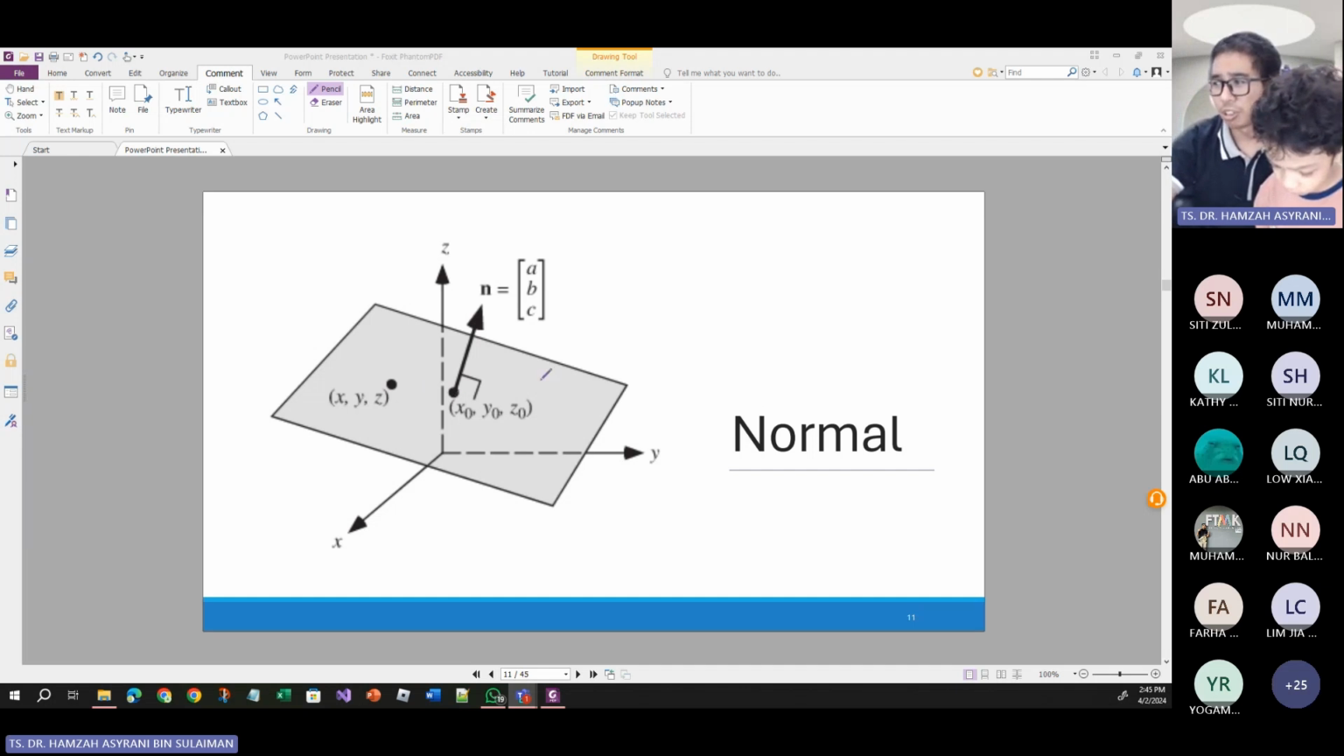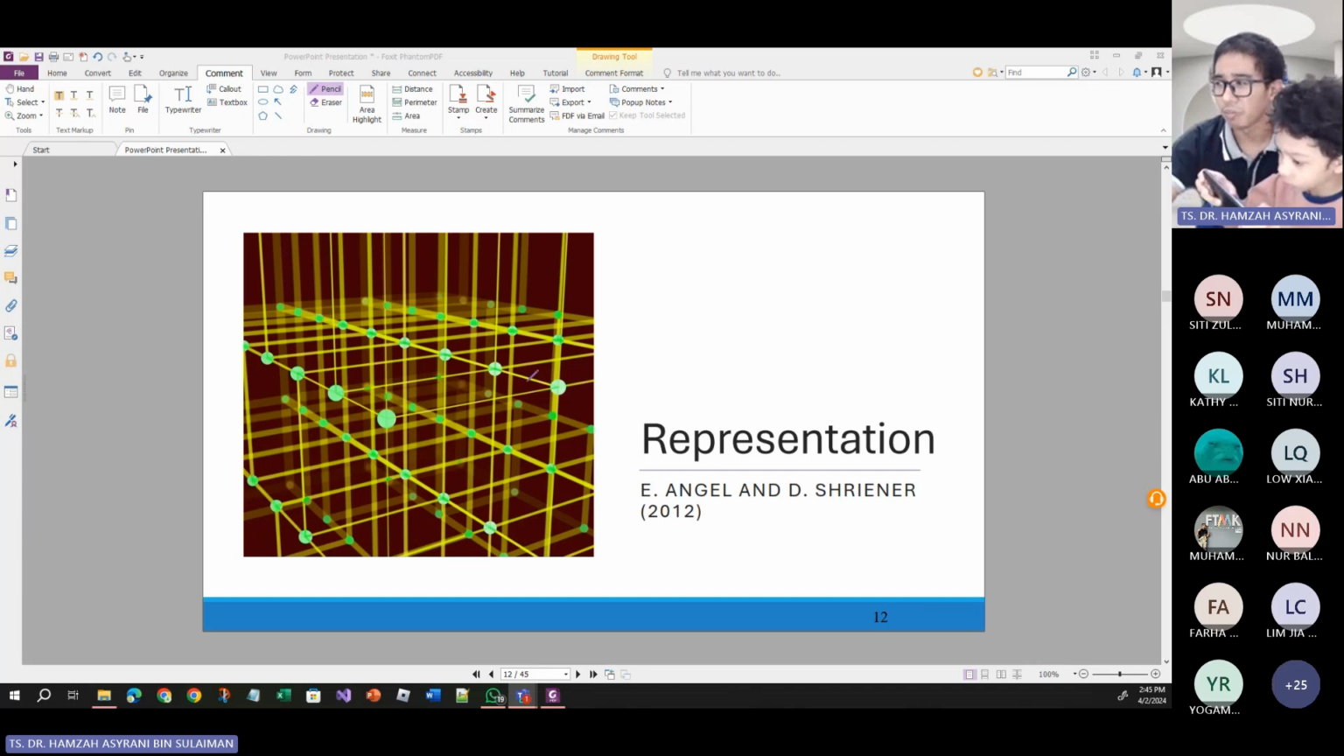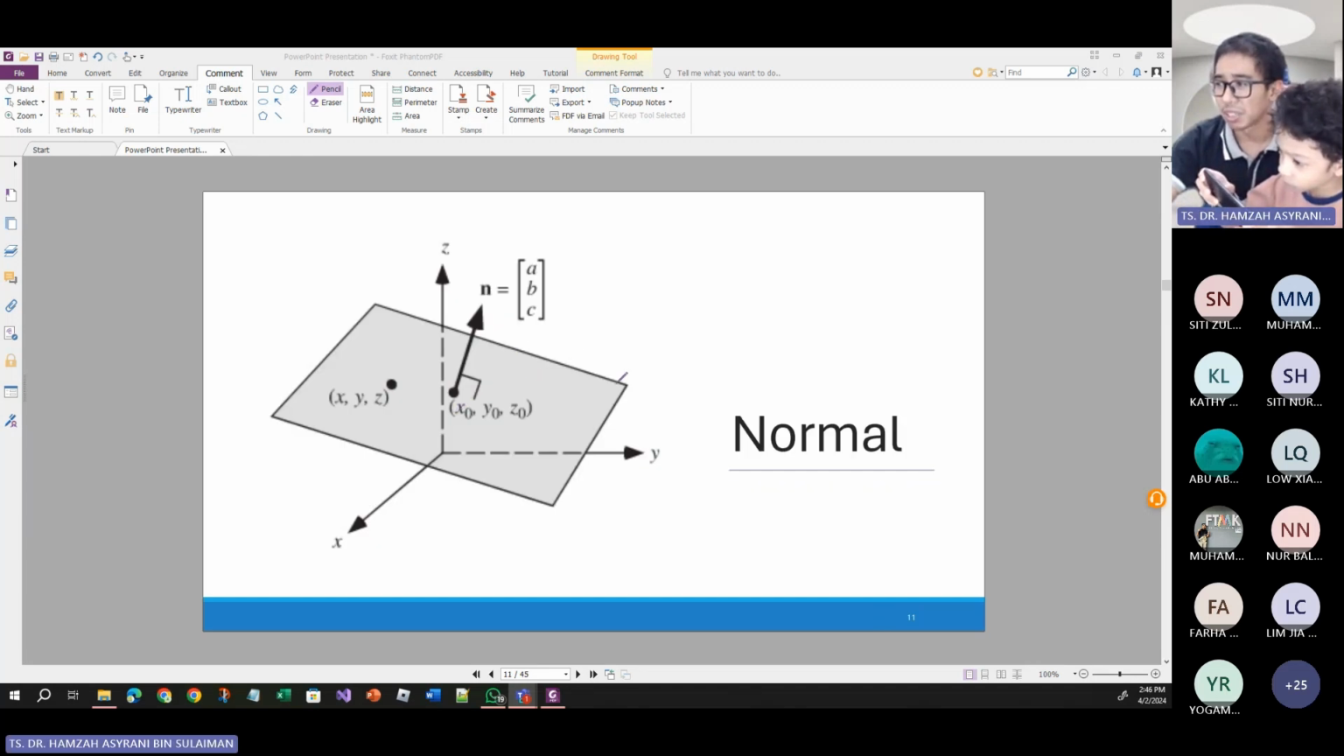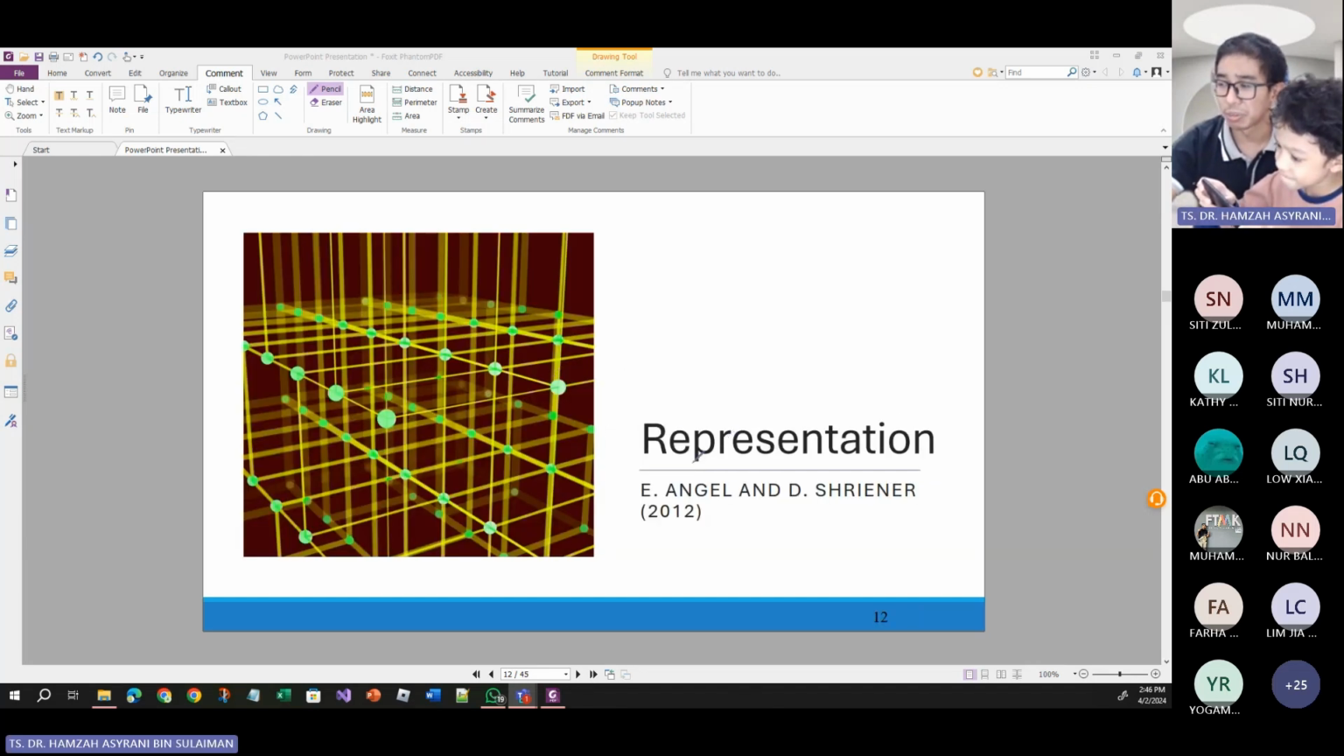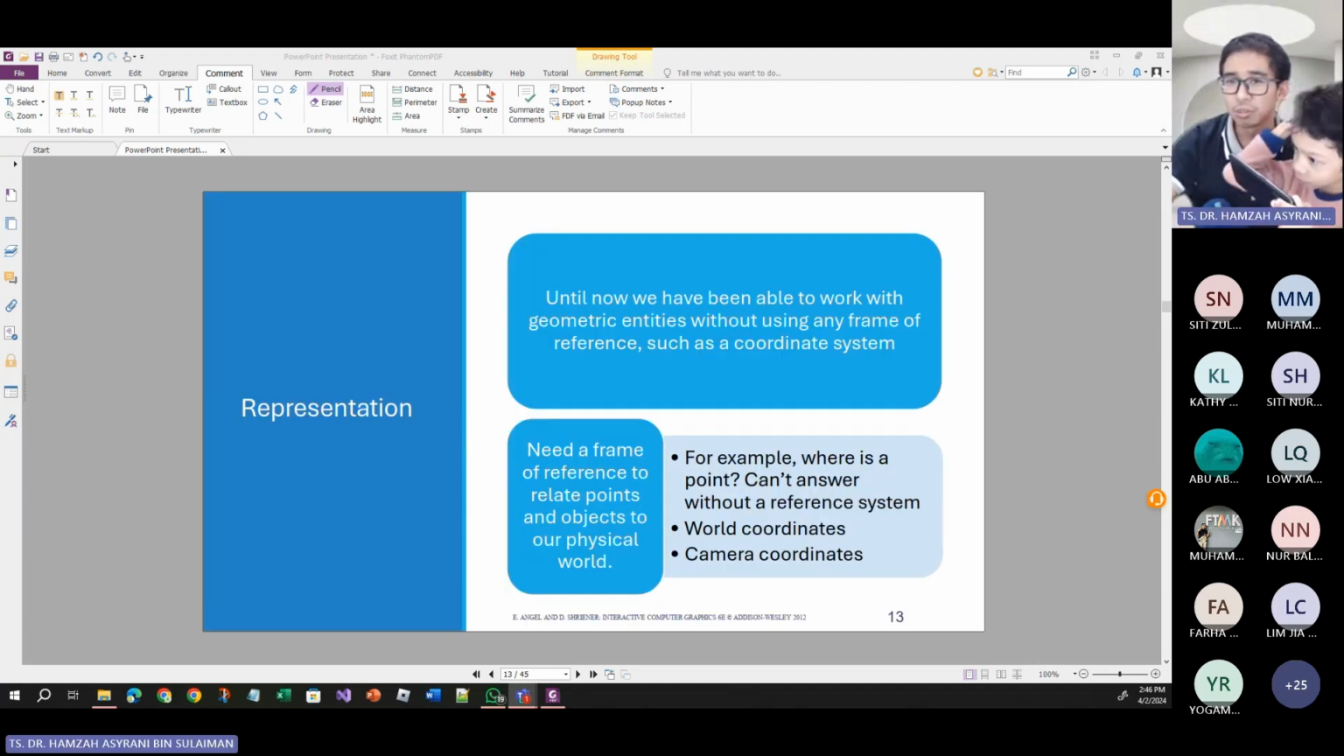Okay. So vector normal. Let's go to the vector normal. We will look at the vector normal in this presentation. Right now we will use the book by Edward Angel and also David Schreiner, which is the OpenGL book. So we move on.